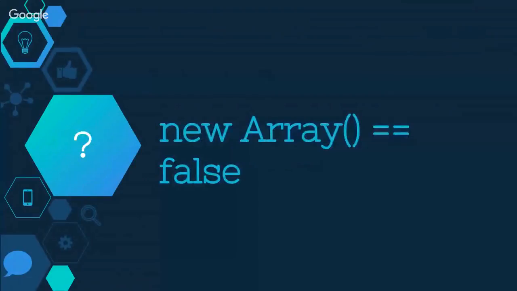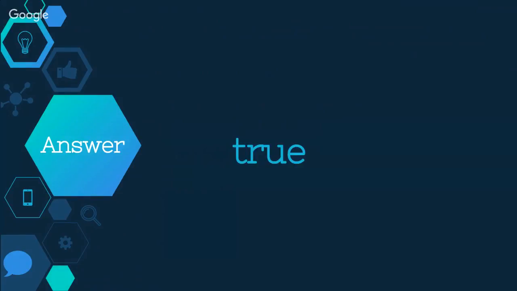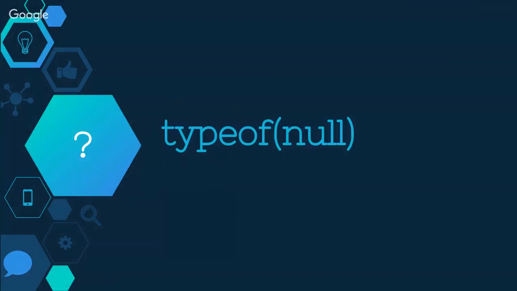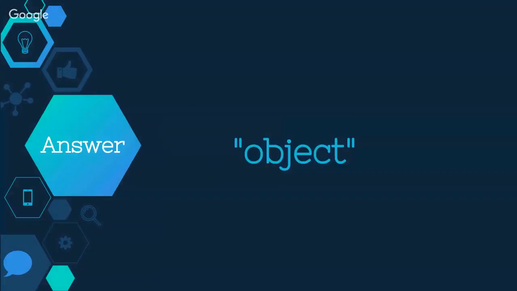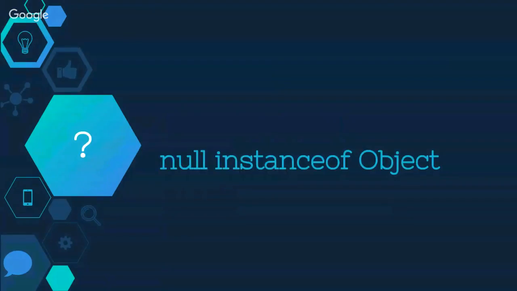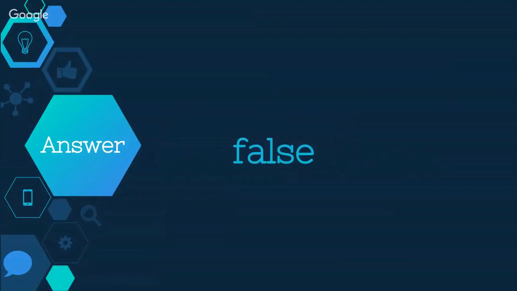What about a new array? This will return a Boolean. What do you think it's going to return? It's a new array, false or true? What's it going to give you? Isn't that weird? What about typeof null? Null, this should bomb out or something, right? No, it's an object. But is null an instance of object? No.